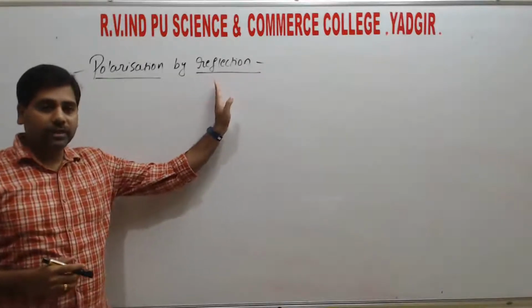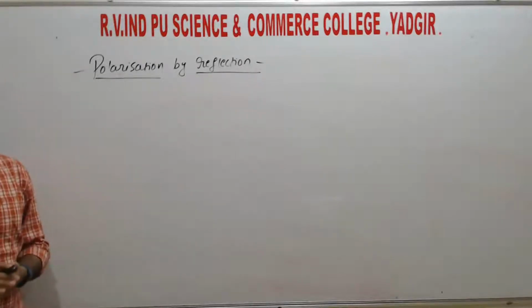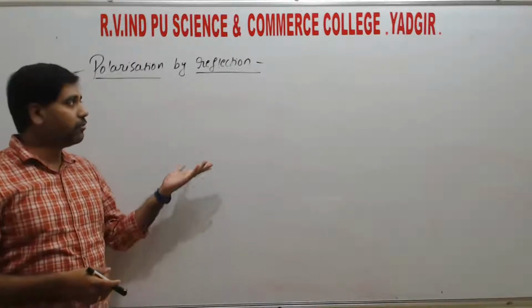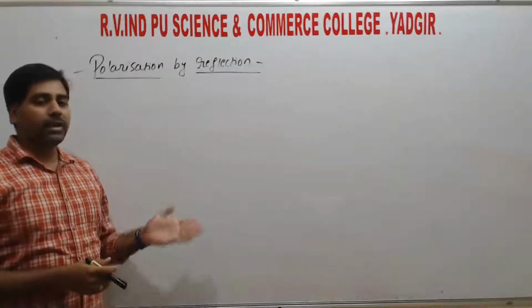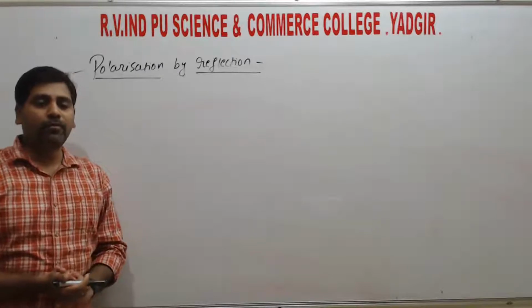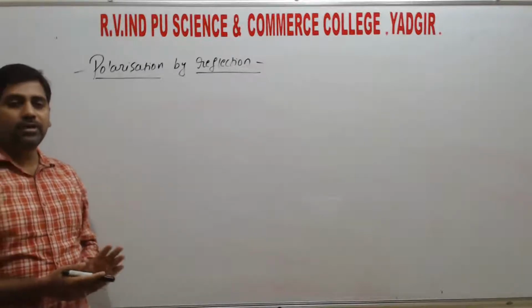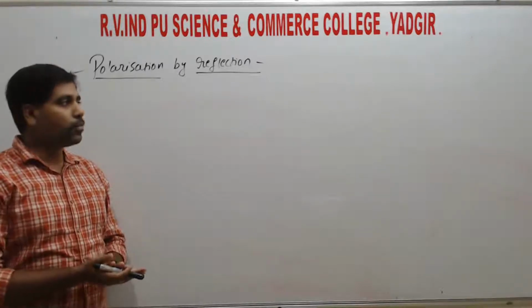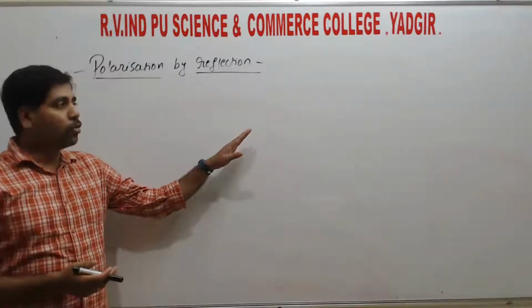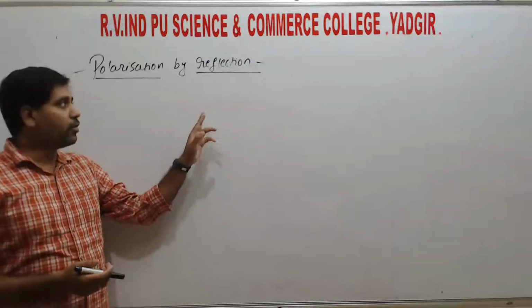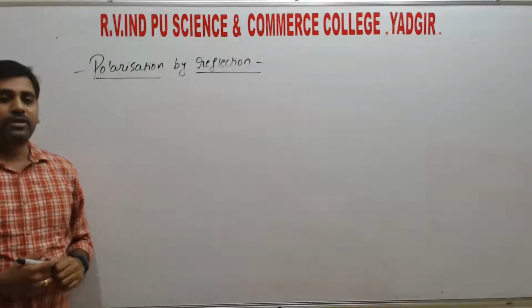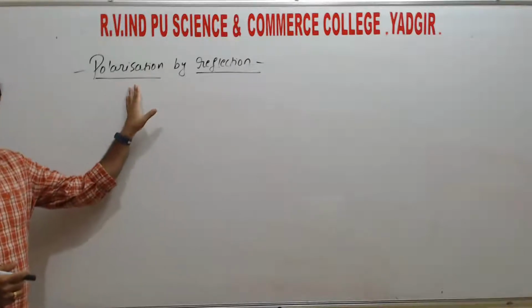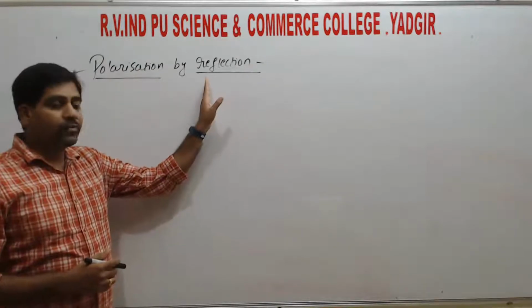So what is reflection? We studied reflection in ray optics and also in this chapter, in wave optics. When a light ray or a beam of light falls onto the surface which separates two media, some part of the light bounces back into the same medium. That phenomenon we call reflection. So here, in polarization also, the same process will happen.